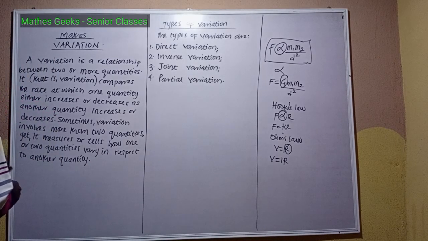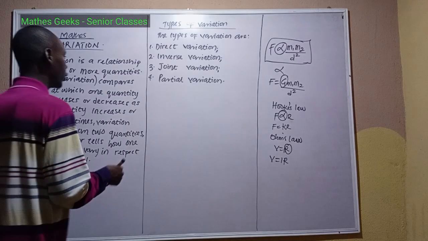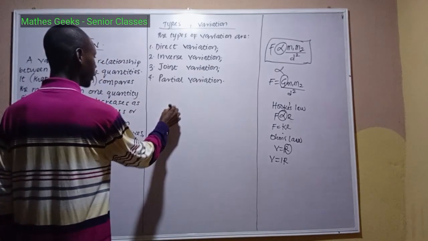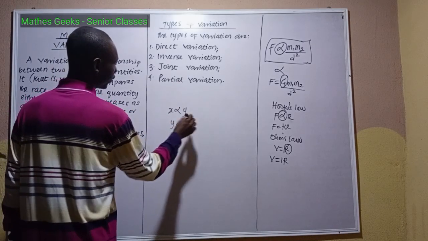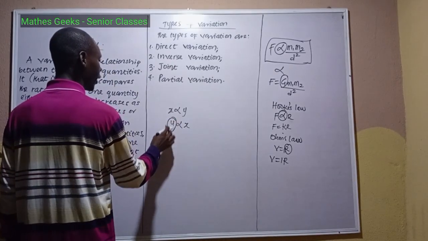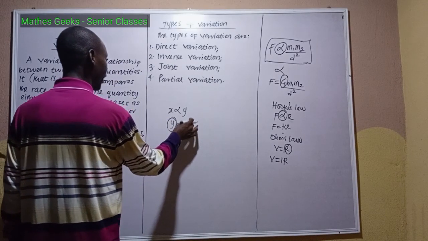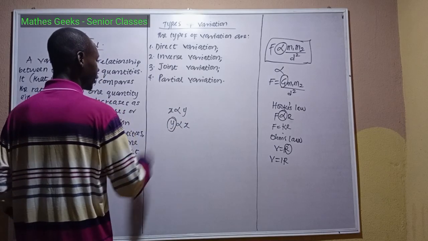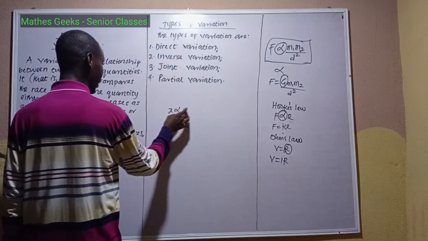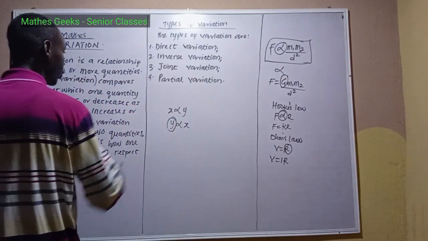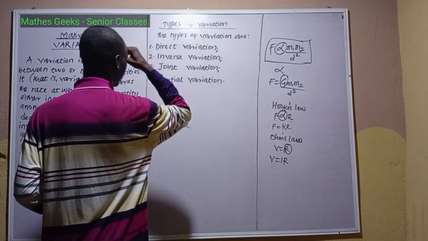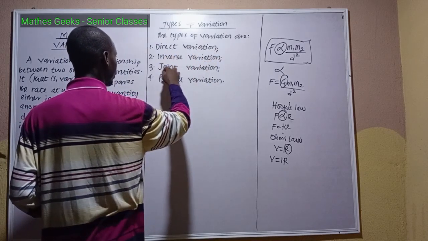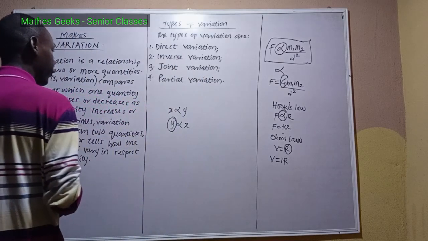So let's look at the terminology. I've said that variation is the relationship between one quantity and another quantity. You can say X varies directly as Y, or Y varies as X. It tells us that there's a rate at which Y either increases or decreases as X increases or decreases, or there's a rate at which X decreases or increases as Y increases or decreases. This relationship could be a direct variation, an inverse variation, a joint variation, or a partial variation.